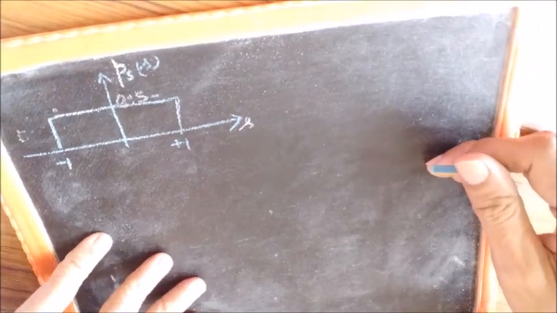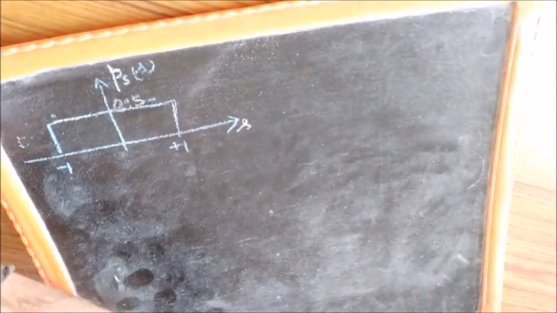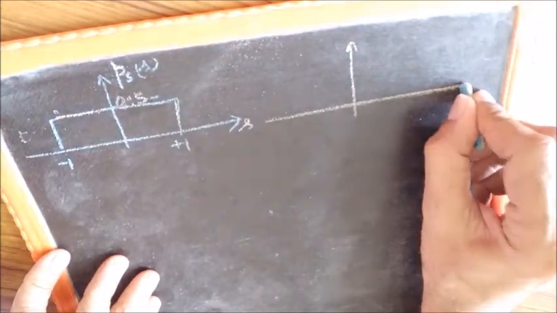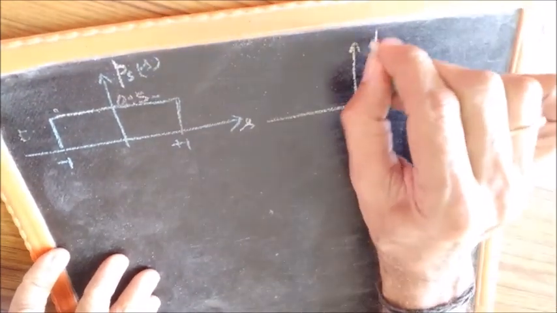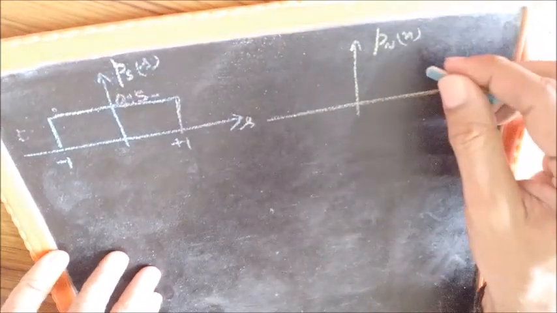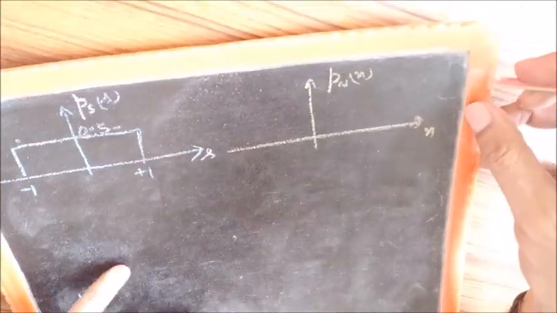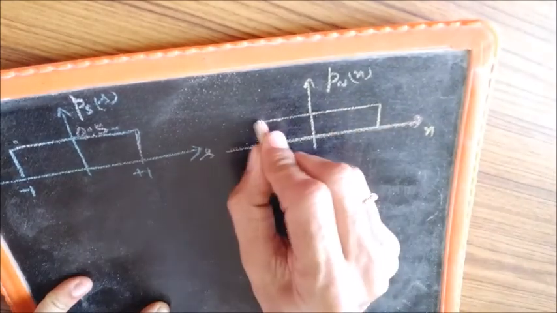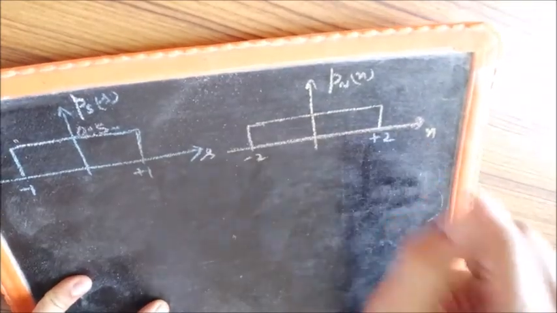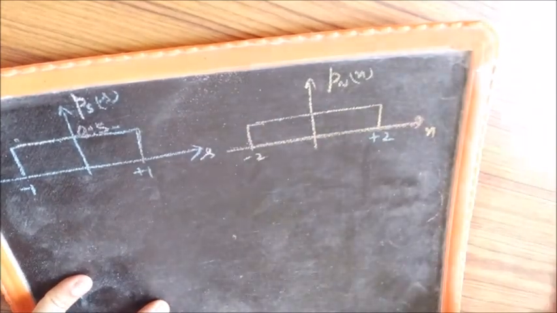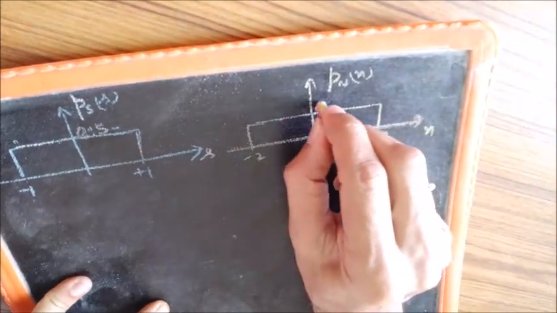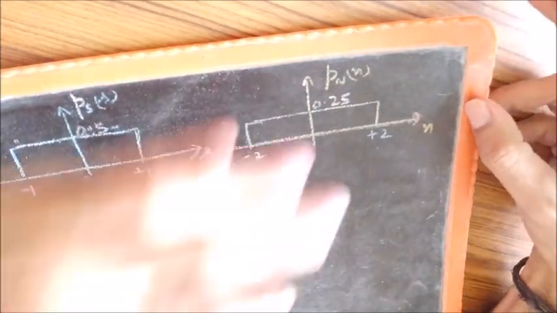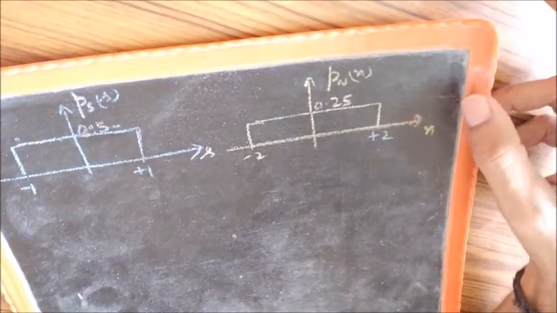And the noise this time is not Gaussian distributed. The noise is also uniformly distributed, from -2 to +2, which means that the height has to be 0.25 or 1 by 4, because the width is 4. So the area has to be 1 under the density function.